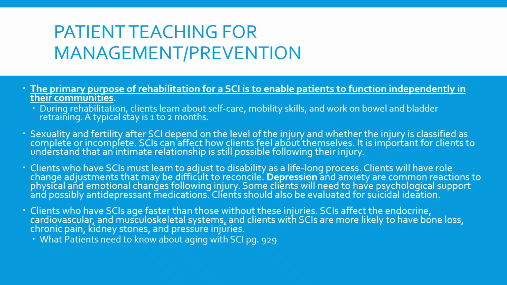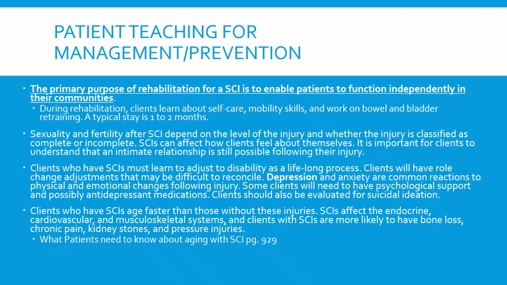Clients who have a spinal cord injury age faster than those without these injuries. Spinal cord injuries affect the endocrine, cardiovascular, and musculoskeletal systems, and clients with SCIs are more likely to have bone loss, chronic pain, kidney stones, and pressure injuries. So we want to educate the patients about what they need to know about aging with a spinal cord injury, and they're listed on page 929 in your book.